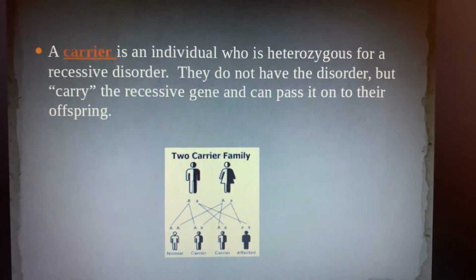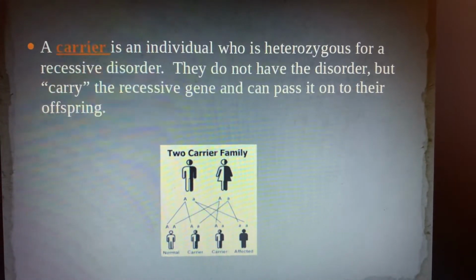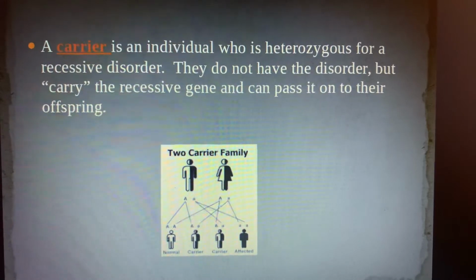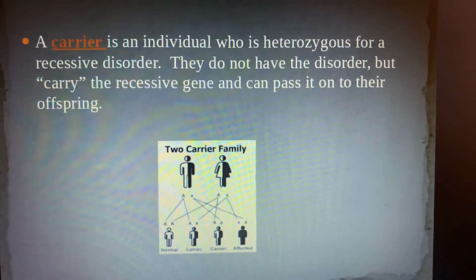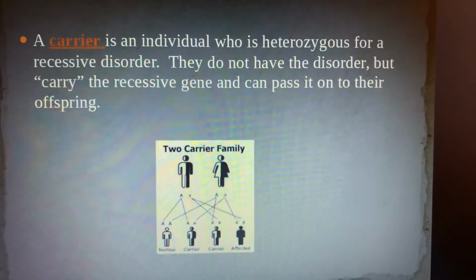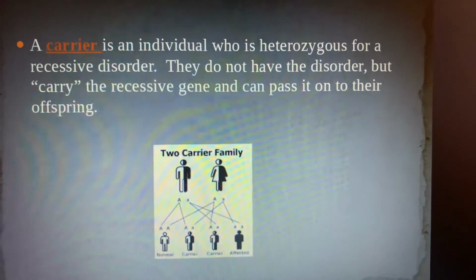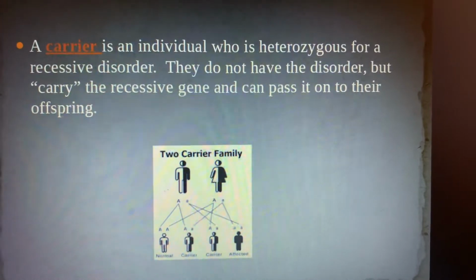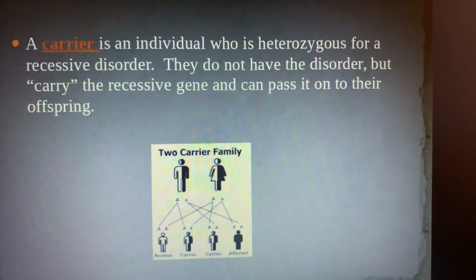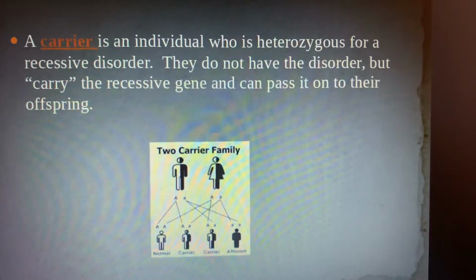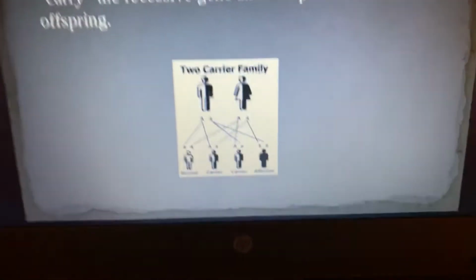You may have heard the term carrier before. A carrier is a person that is normal in every sense of the word. Physically, they don't show any symptoms of a disorder. They do, however, have the recessive allele for the disorder. So they're heterozygous. They have a dominant allele for being normal and a recessive allele for a particular disorder. They can pass it on to their children, and that's why they're called carriers.